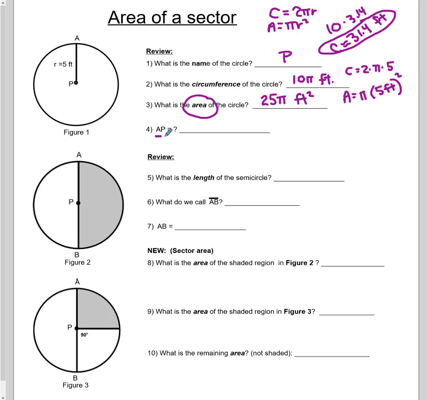AP, 2 capital letters next to each other. What does that mean? That just means the distance along the segment, or the length of the segment. So the distance between those 2 points, A and P. Well, that's easy. They told you it was 5 feet, so it's 5 feet. Nothing surprising there.